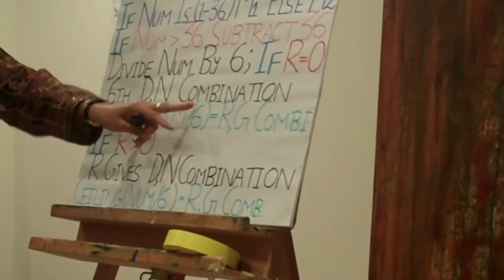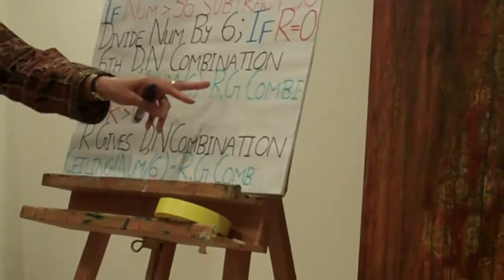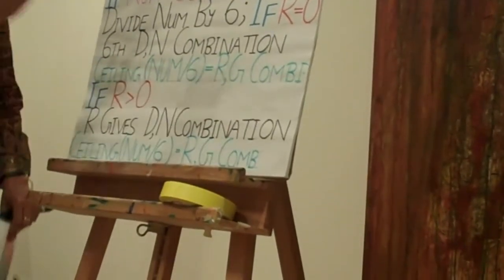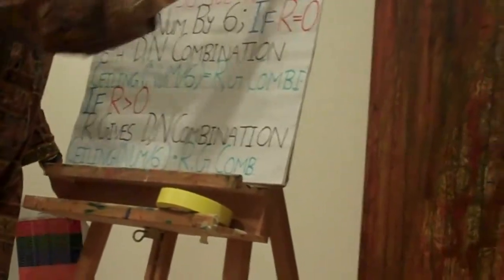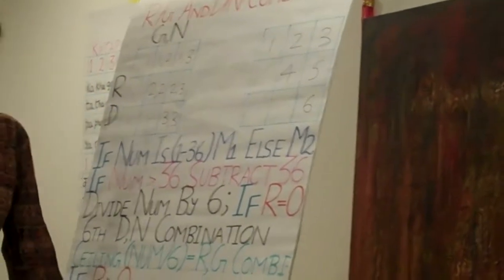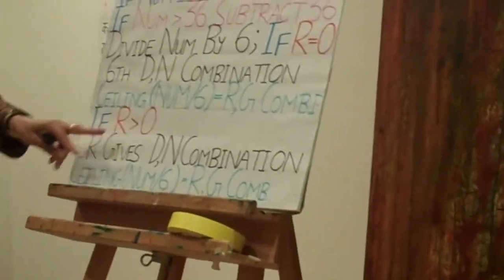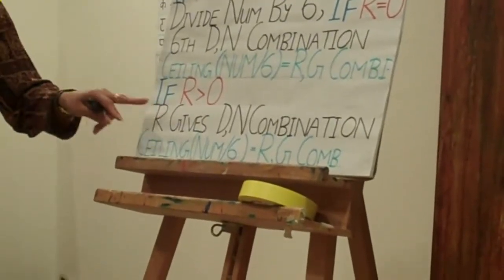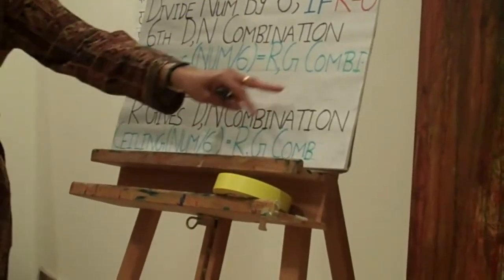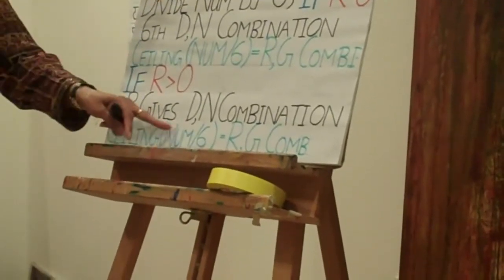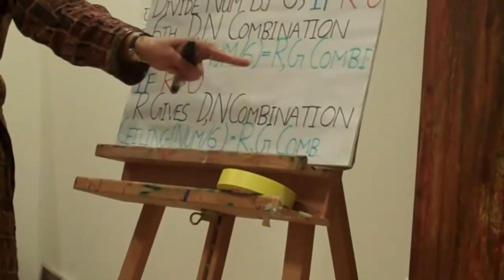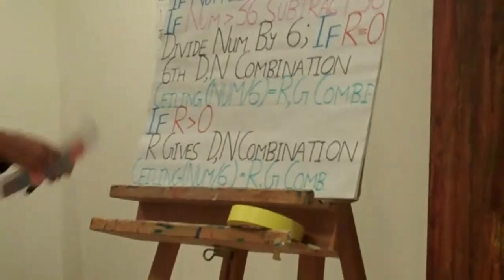So ceiling of num by 6 will give you a number, and that will give you the corresponding Ri Ga combination. So that is the case when the remainder is 0. If the remainder is greater than 0, then the remainder will give the Da and Ni combination, and again the ceiling of num by 6 will give the Ri and the Ga combination. I'll work with examples.